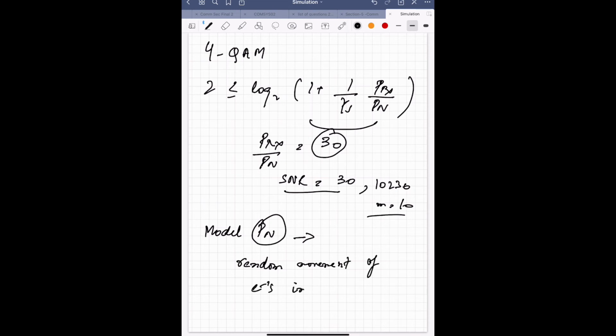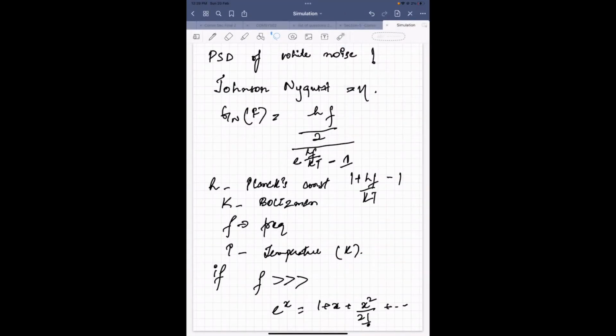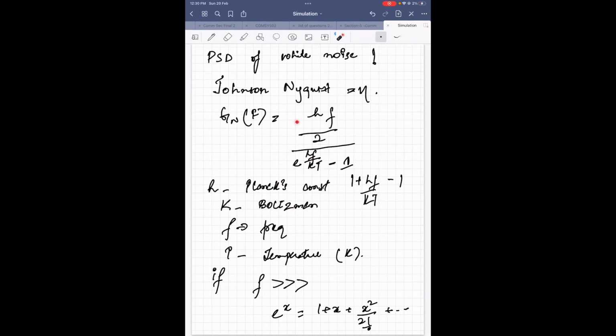Now, in order to model this thermal noise, we need to look at the following equation. From the Johnson-Nyquist equation, which models the power spectral density of thermal noise, the power spectral density of thermal noise can be expressed as hf over 2 divided by e raised power hf by kt minus 1, where k is Boltzmann's constant, h is the Planck's constant, f is the frequency, and t is temperature in Kelvin.